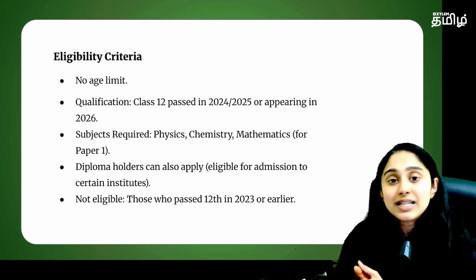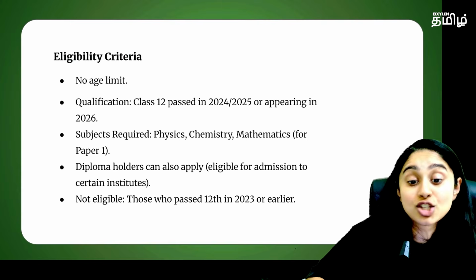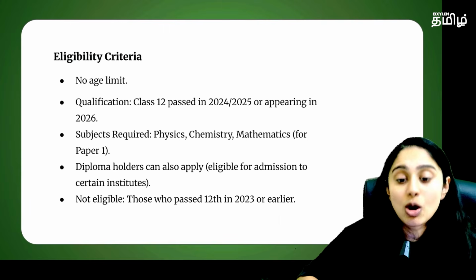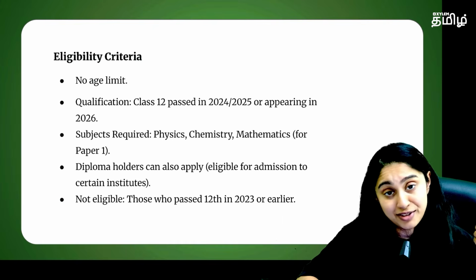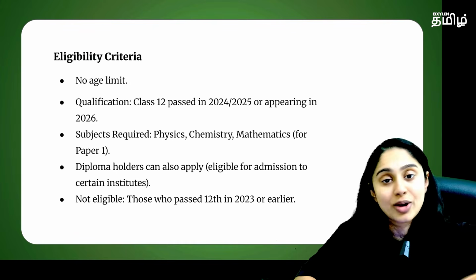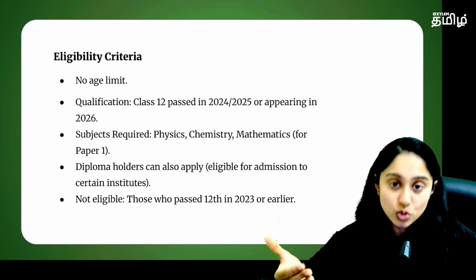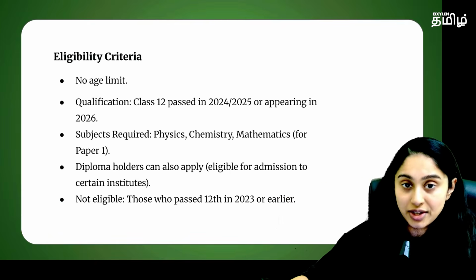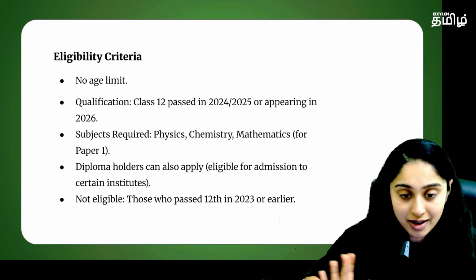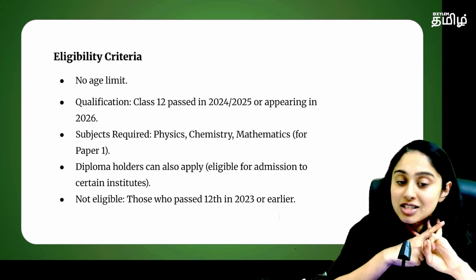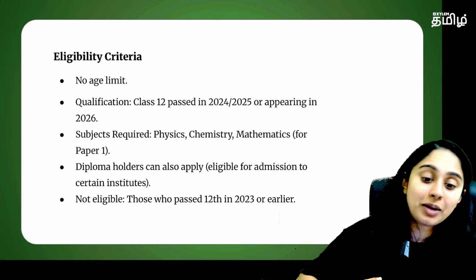Now for eligibility, there is no age limit for this particular exam, but the qualification is that you should have passed out in the 2025 batch. You should have passed out before 2025, or you should be appearing and should pass the 2026 exam. Okay, so even if you're a 12th standard student now, you can write the session in January, and you just have to make sure that you clear your 2026 board exam. Okay, now physics, chemistry, maths, this is what you need for paper 1. For paper 2, I have told you the other subjects that are required, and you can plan accordingly.